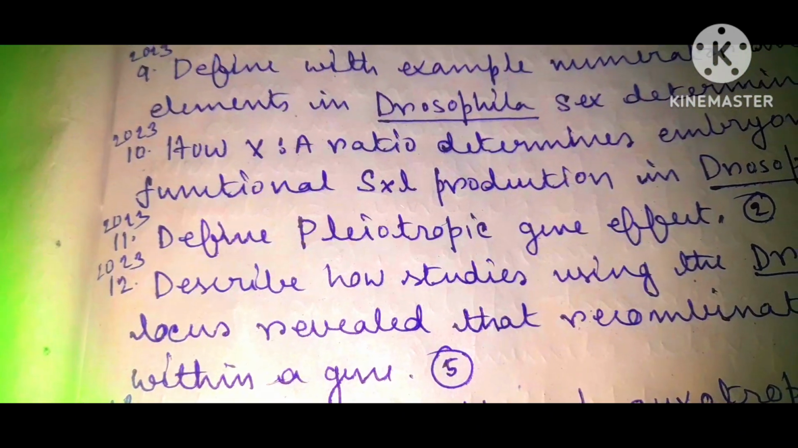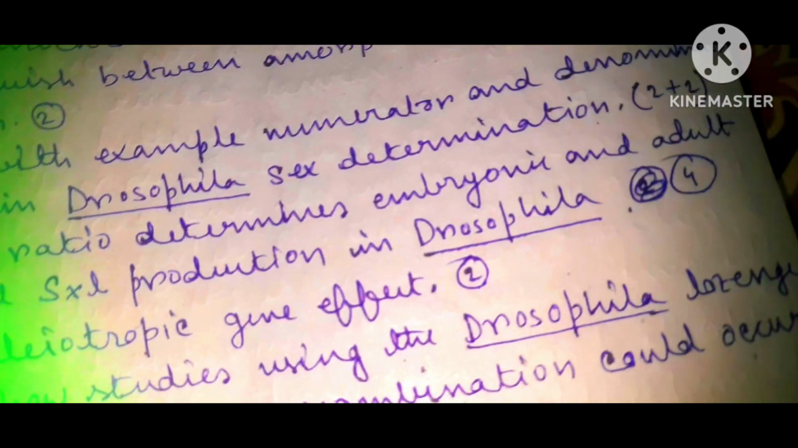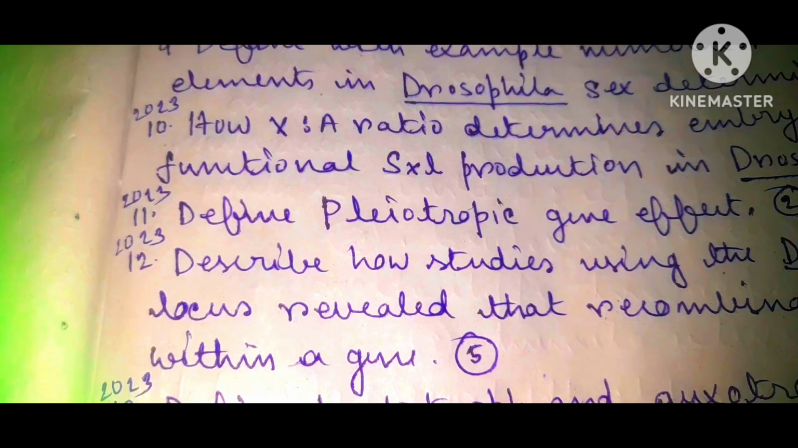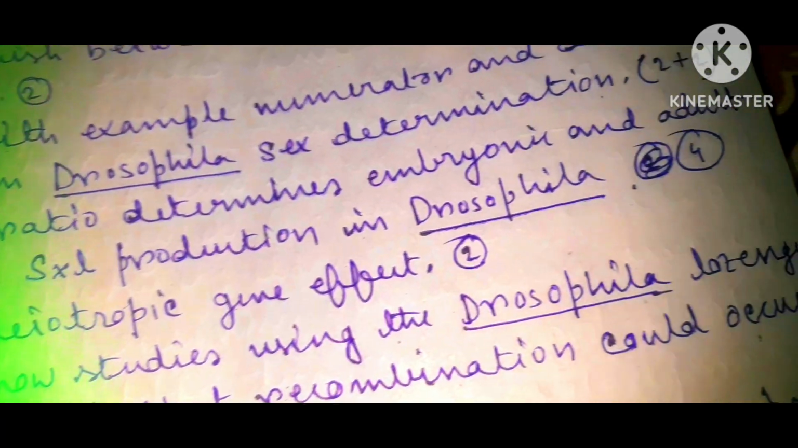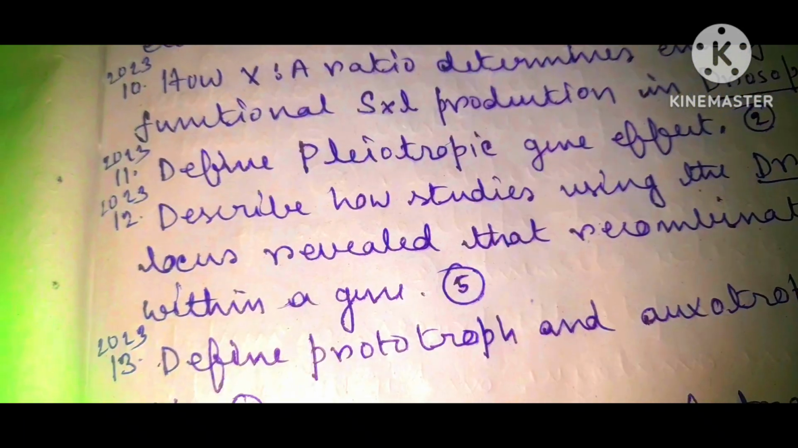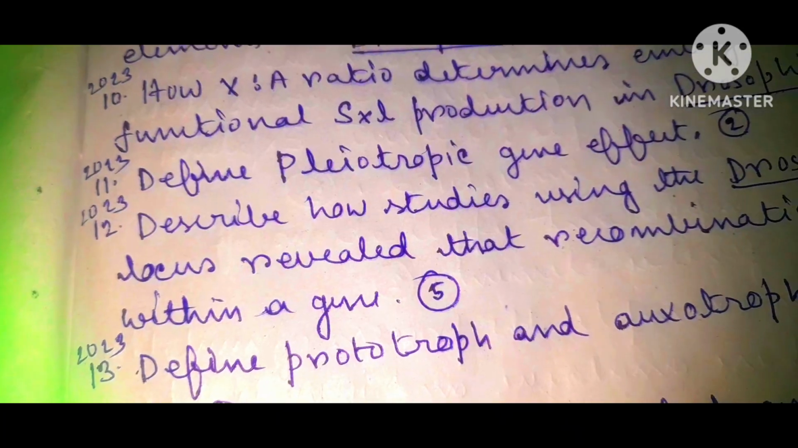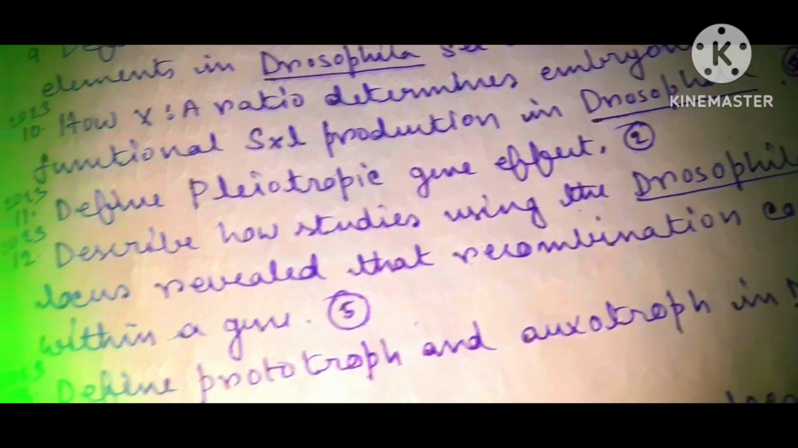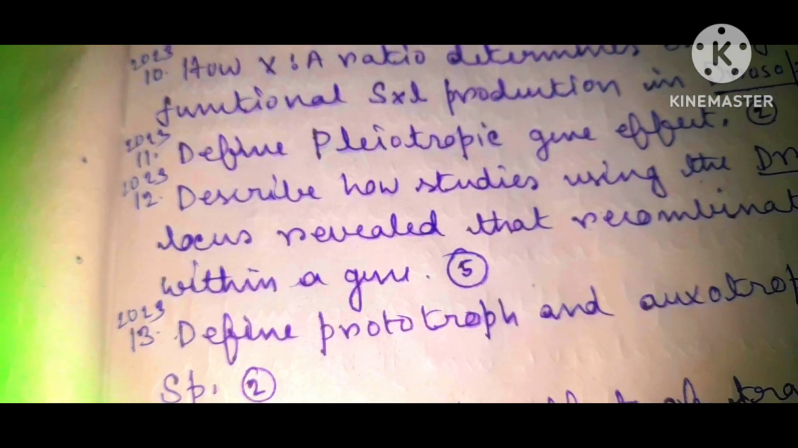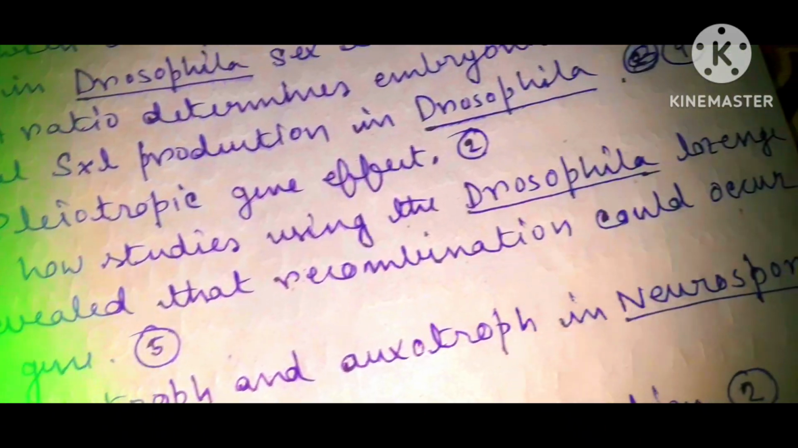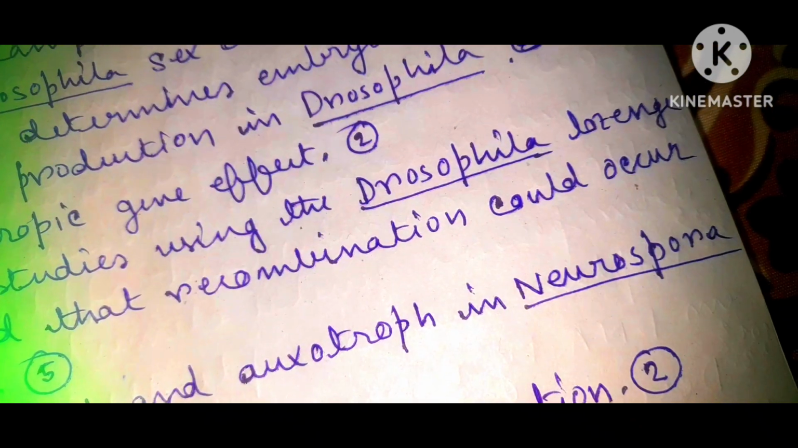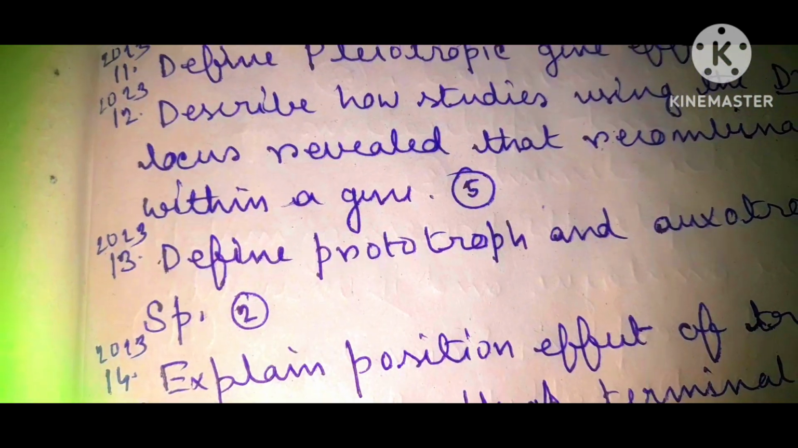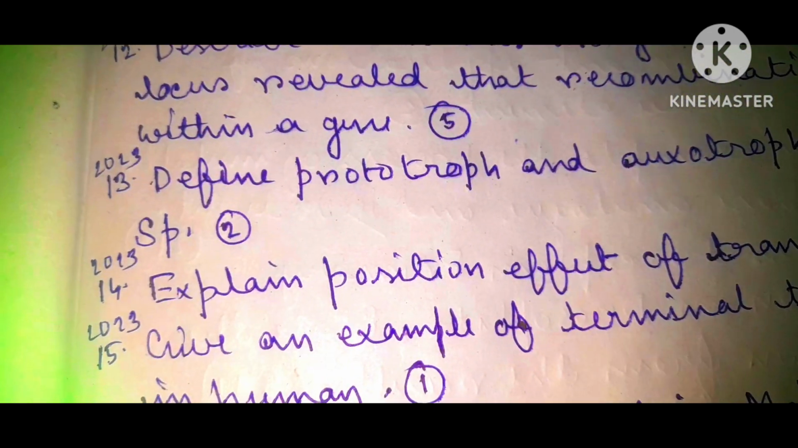How does the X to A ratio determine embryonic and adult functional sexual production in Drosophila, carrying 4 marks? Define pleiotropic gene effect, carrying 2 marks. Describe how studies using the Drosophila lozenge locus revealed that recombination could occur within a gene, carrying 5 marks.